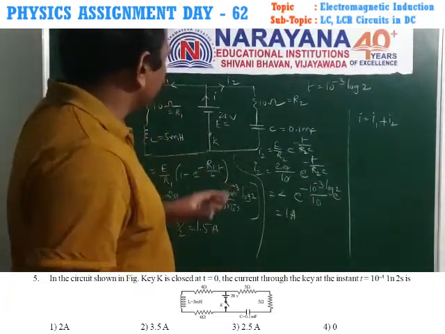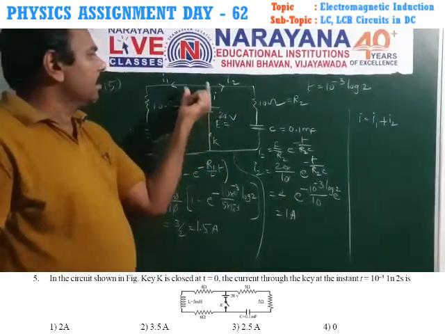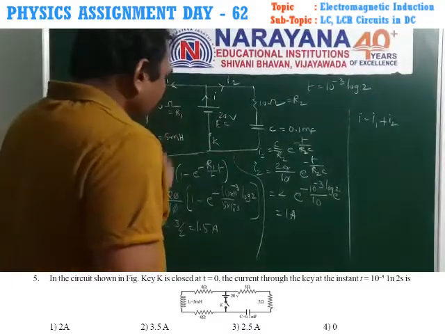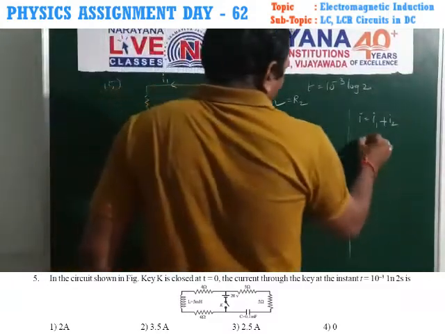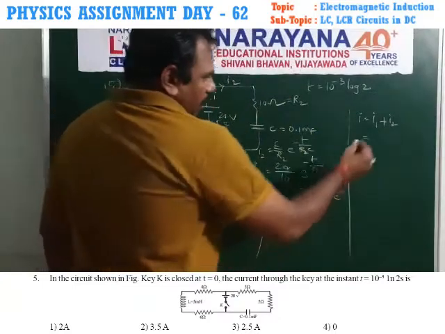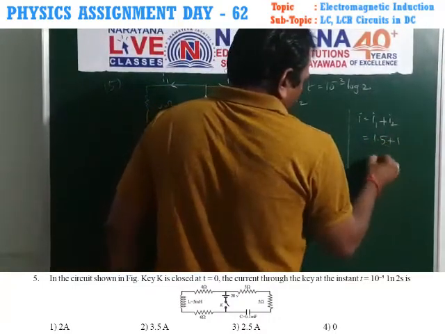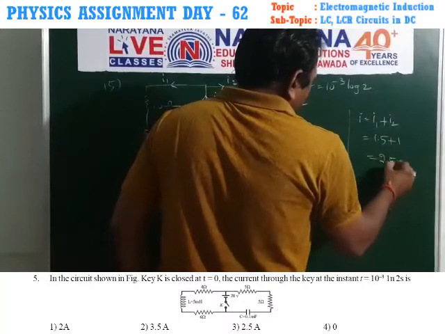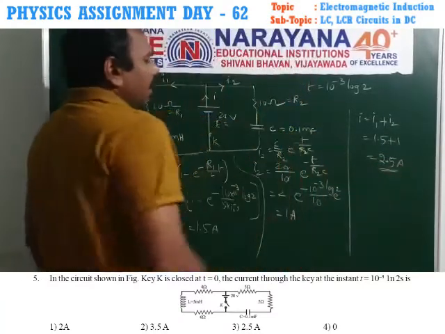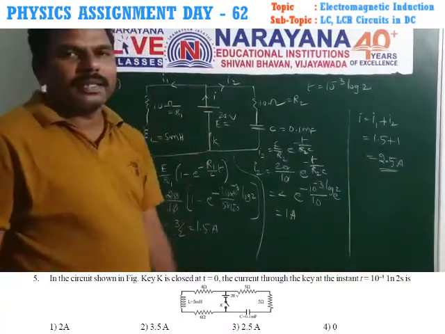So using these two, the battery sends two currents, I1 and I2. Now I is equal to I1 plus I2. So this is 1.5 plus 1, totally 2.5 amperes of current sent by the battery to both branches.